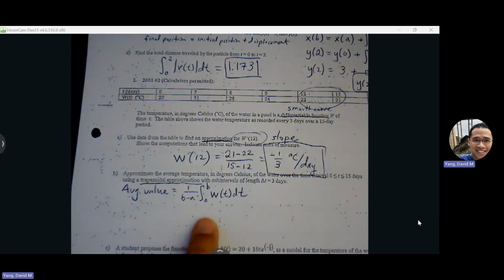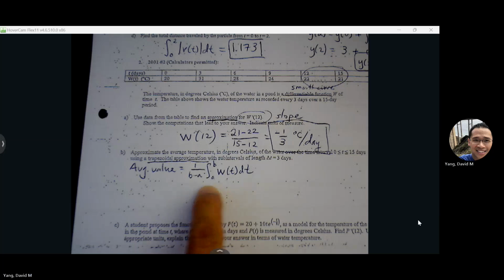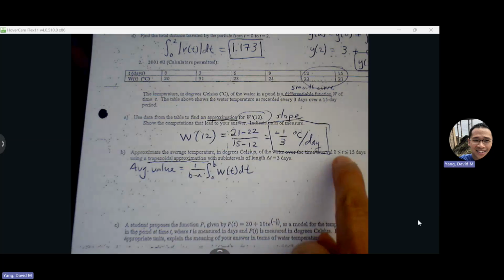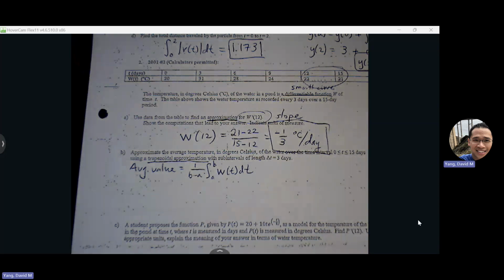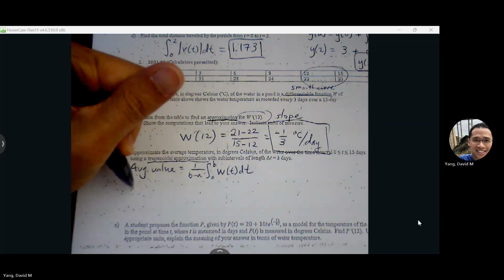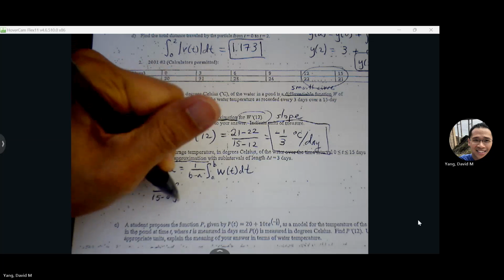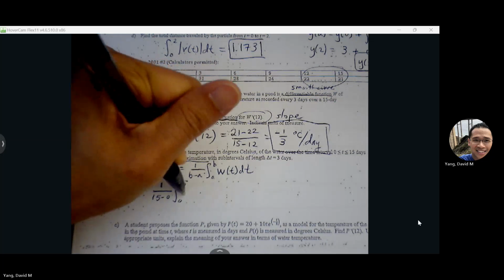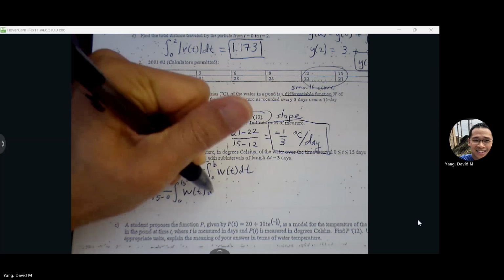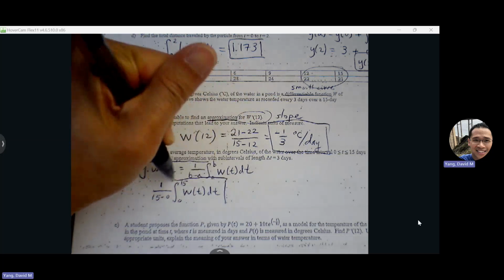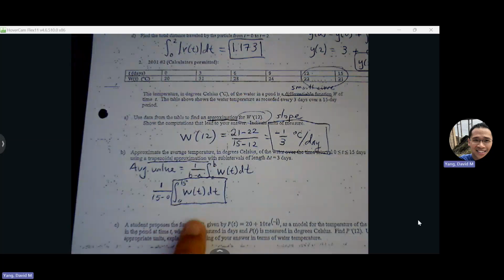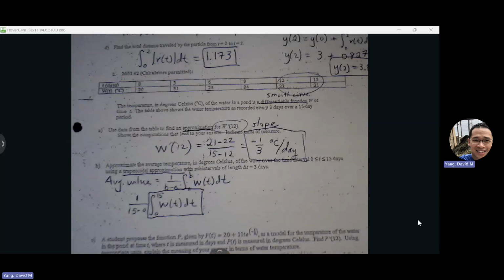So I'm going to set up my average value formula first. Replace every a and b value with 0 and 15. But then for this part of it, we're going to use a geometric formula. We're not going to have a formula to plug in. We're going to use trapezoids.